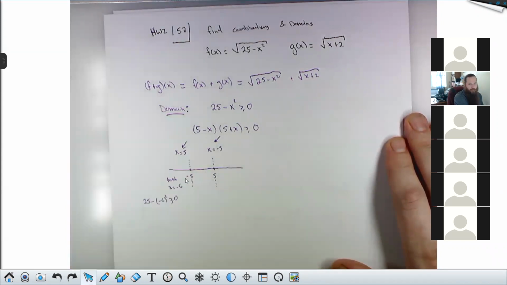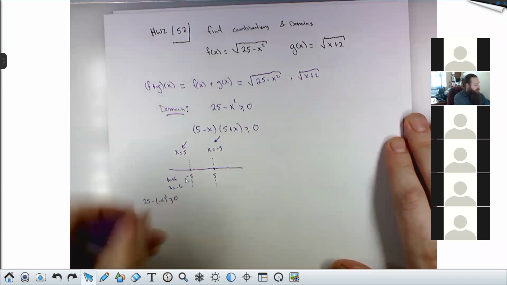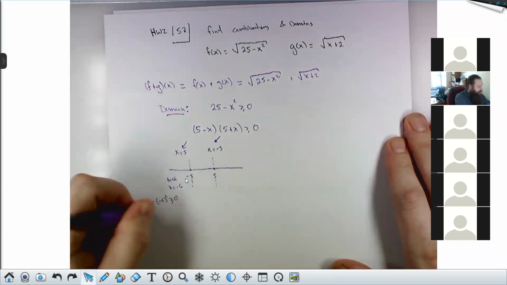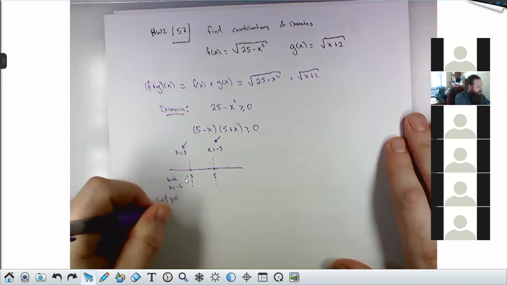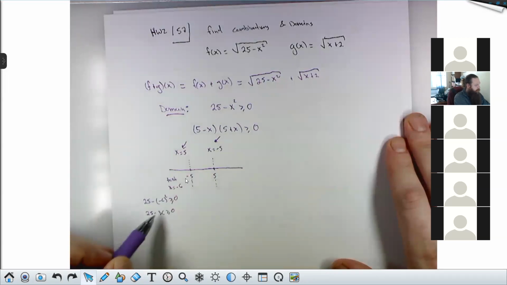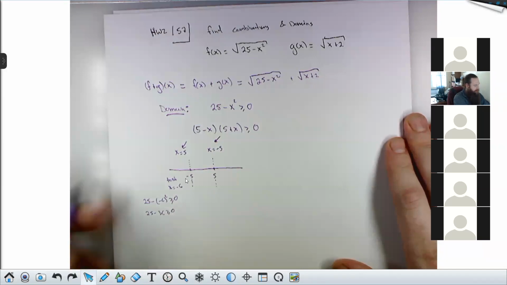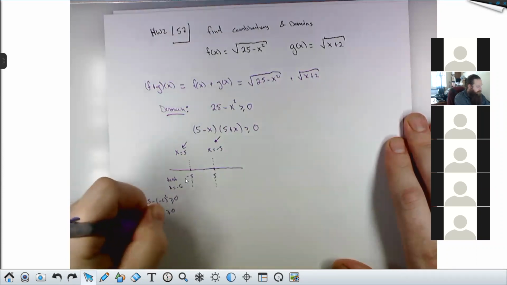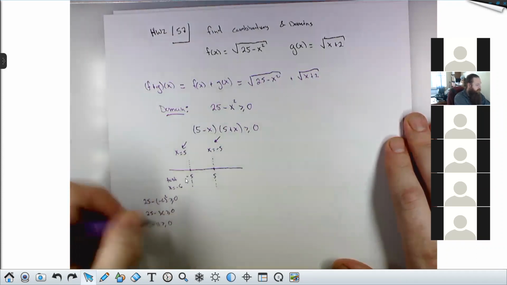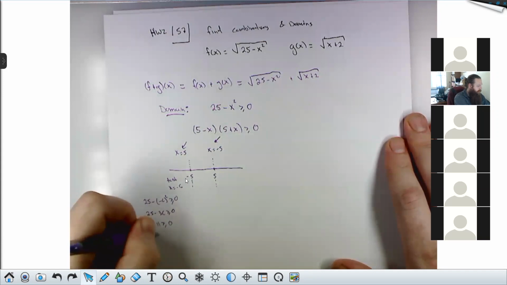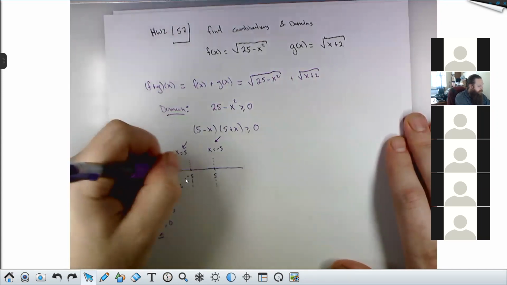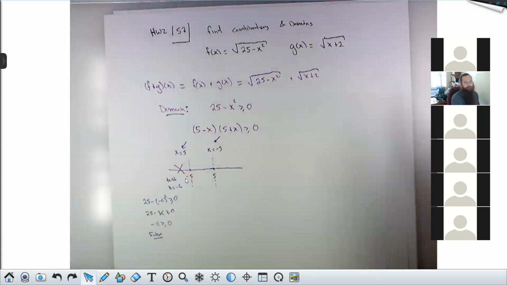Here's what I get when I plug into the inequality to test. -6 squared is positive 36. So 25 minus 36 is greater than or equal to 0. Is that true? No, because 36 is bigger than 25. When I subtract these, I get -11. This is -11 is greater than or equal to 0, which is not true. A false statement. So this region is out.